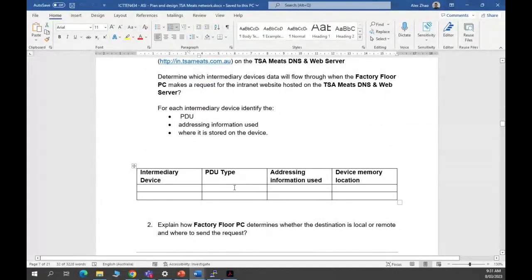What's the PDU for the switch? Remember, a protocol data unit. We have different names for it depending on the device. For a switch, what was it? Frames. What was the router? Packets, correct. And what addressing information does a switch use? I emphasized this is the important information for layer 2. What is the address that we use in layer 2? MAC address, correct.